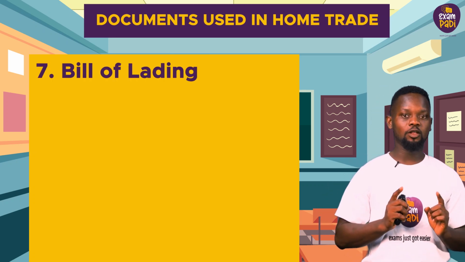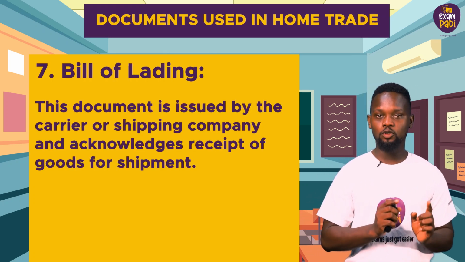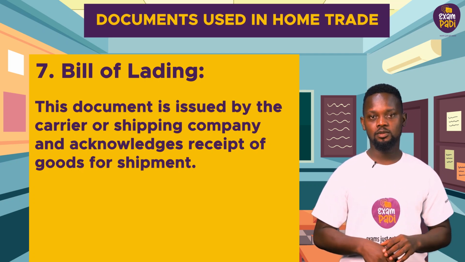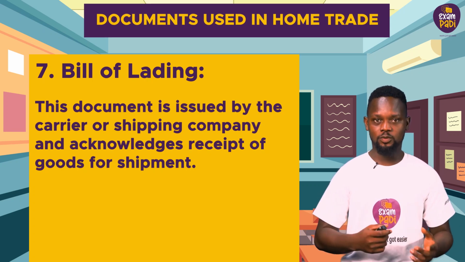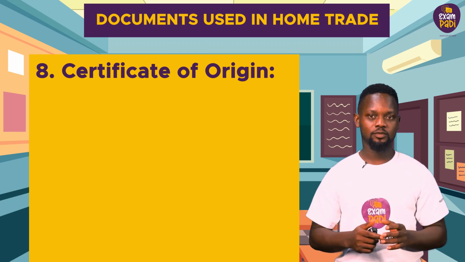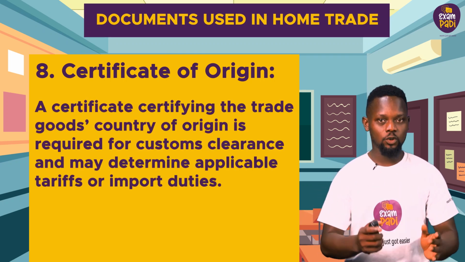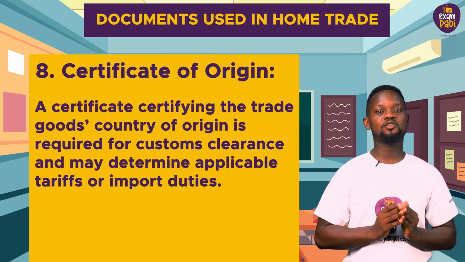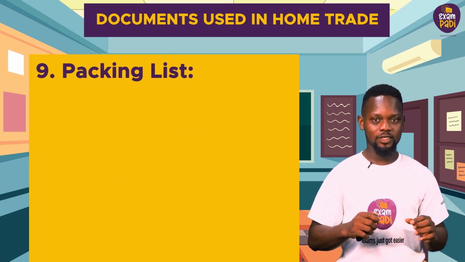Number 7. Bill of lading. This document is issued by the carrier or shipping company and acknowledges receipt of goods for shipment. It serves as proof of shipment and details the goods being transported. Number 8. Certificate of origin. A certificate certifying the trade goods' country of origin is required for customs clearance and may determine applicable tariffs or import duties. Number 9. Packing list.